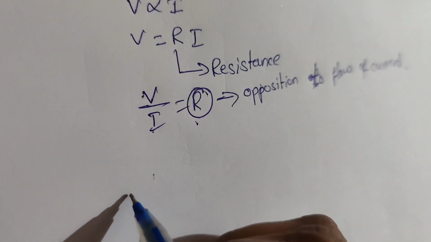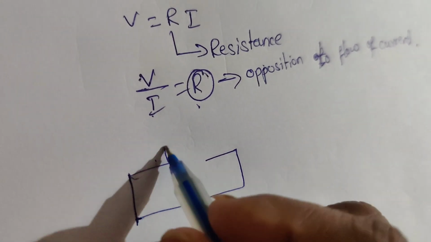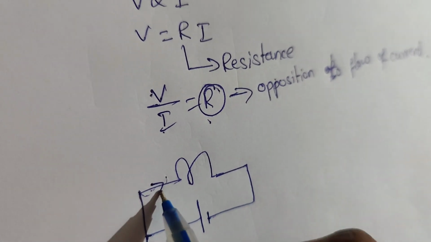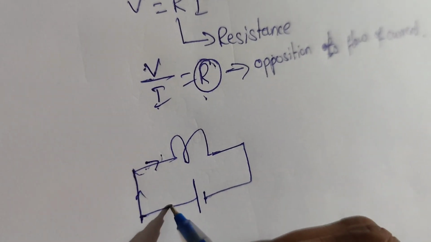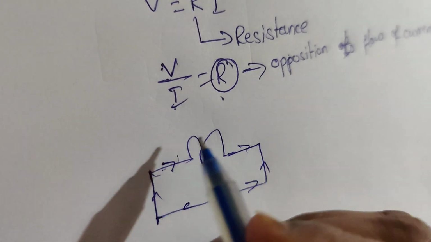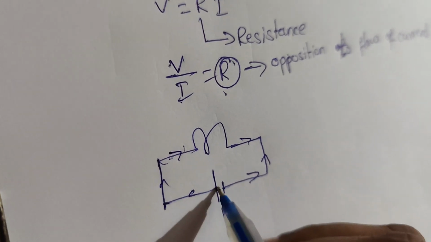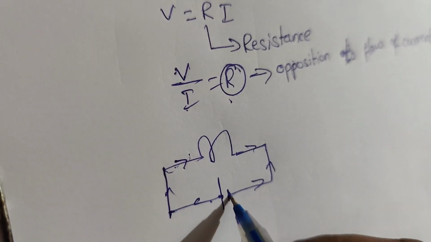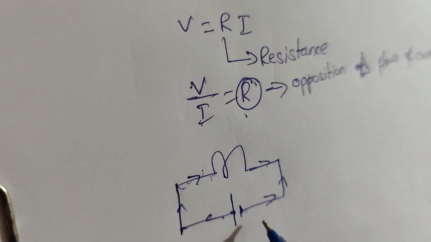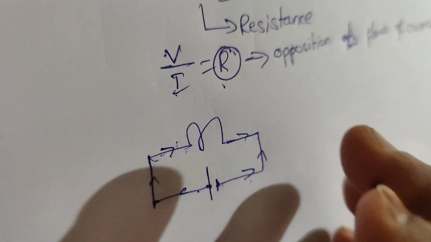If we consider a simple circuit, the flow of electrons is not easy. After producing a potential difference at the ends, electrons move, but there will be some disturbance in the wire. Some force opposes the flow of current.